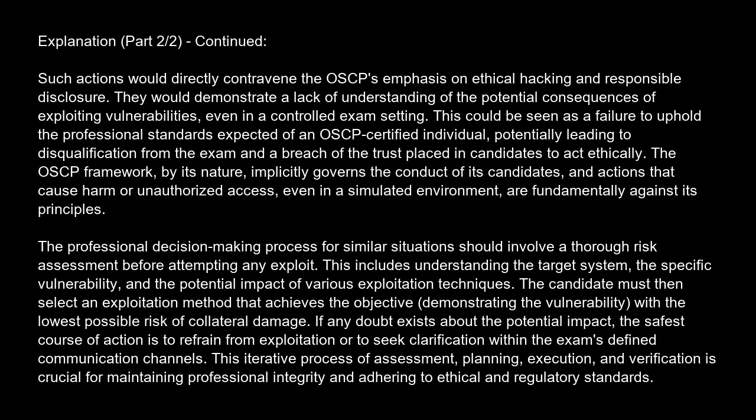The professional decision-making process for similar situations should involve a thorough risk assessment before attempting any exploit. This includes understanding the target system, the specific vulnerability, and the potential impact of various exploitation techniques. The candidate must then select an exploitation method that achieves the objective, demonstrating the vulnerability, with the lowest possible risk of collateral damage. If any doubt exists about the potential impact, the safest course of action is to refrain from exploitation or to seek clarification within the exam's defined communication channels.